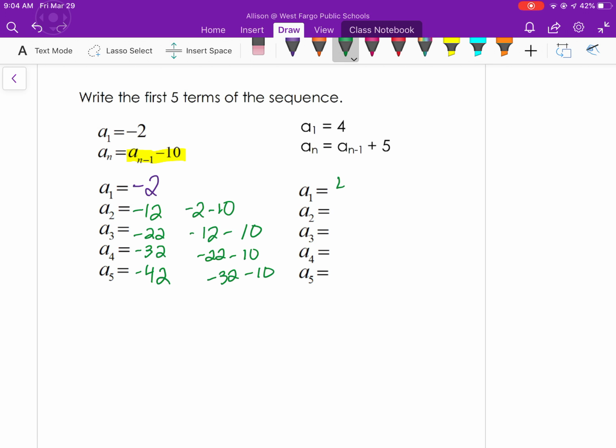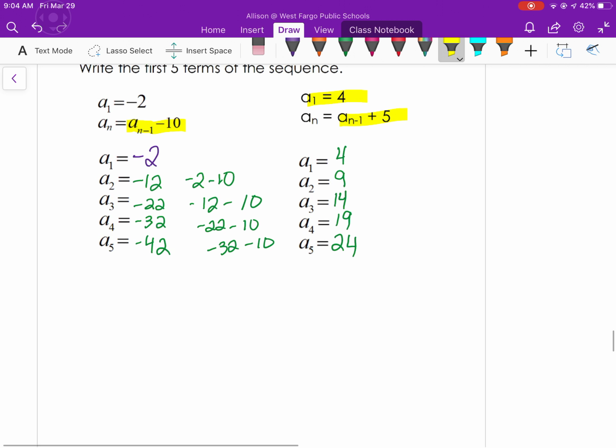Here I want to add 5, so I start with 4, plus 5 is 9, then plus 5 is 14, plus 5 is 19, plus 5 is 24. So essentially you're looking at the previous term plus 5, but you do need to know where to begin.